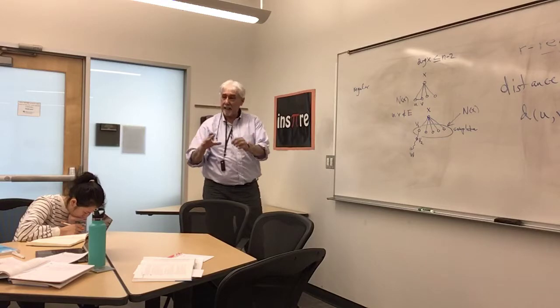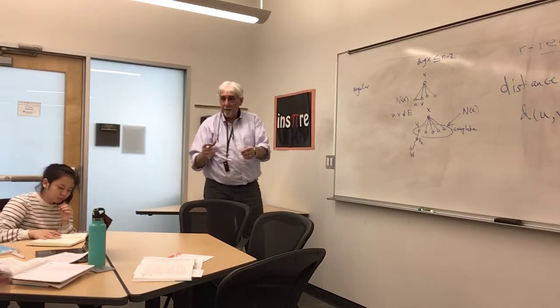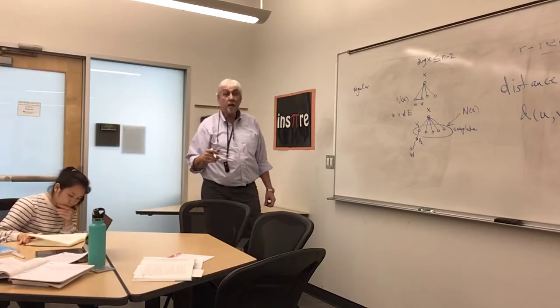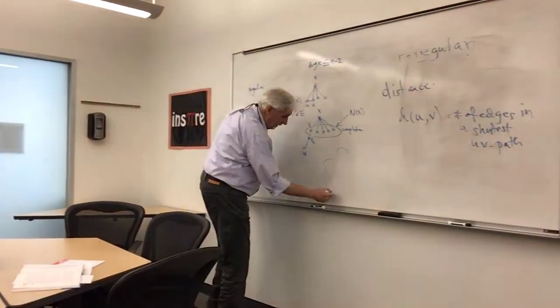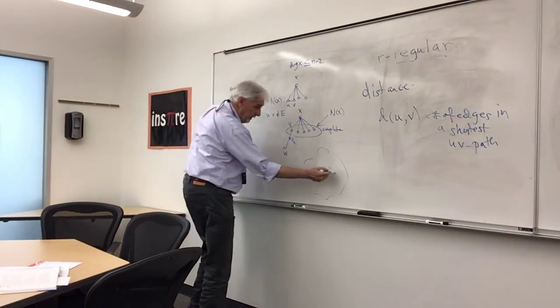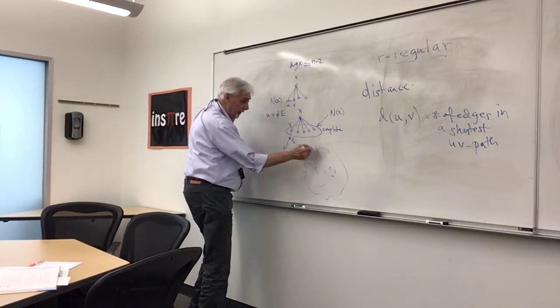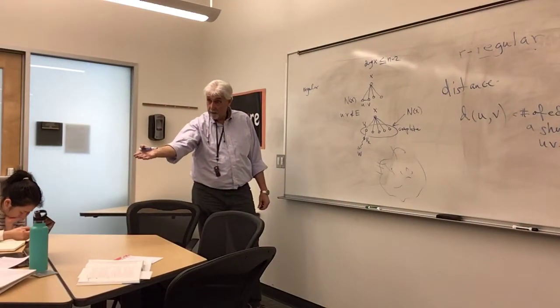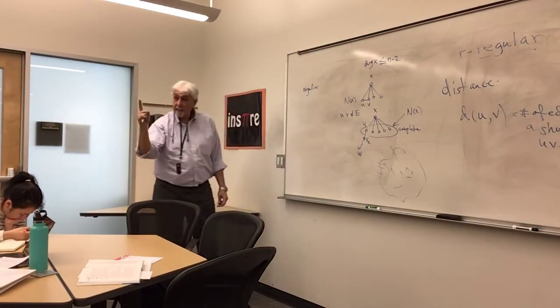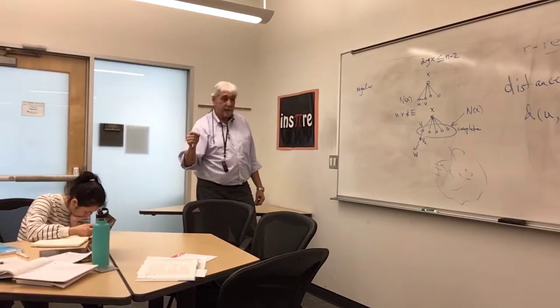There's edges missing. We'll put them in if we need to. That's the important thing, that we don't need to put them in. We're looking at a photograph. There could be many more vertices over here, and there could be edges in here, and edges here, and that whole thing. And we know it's connected because that's the condition. But it's not complete. That's the important thing.